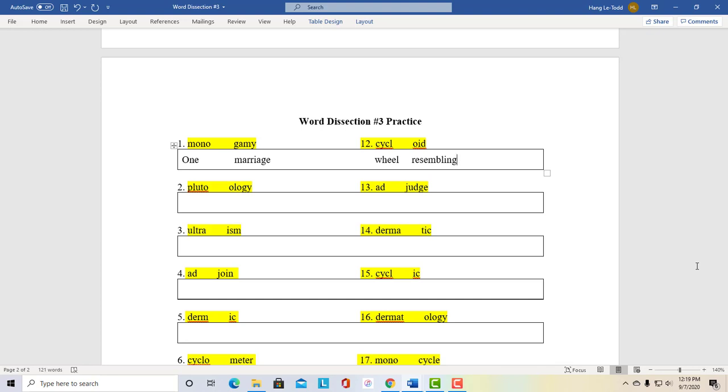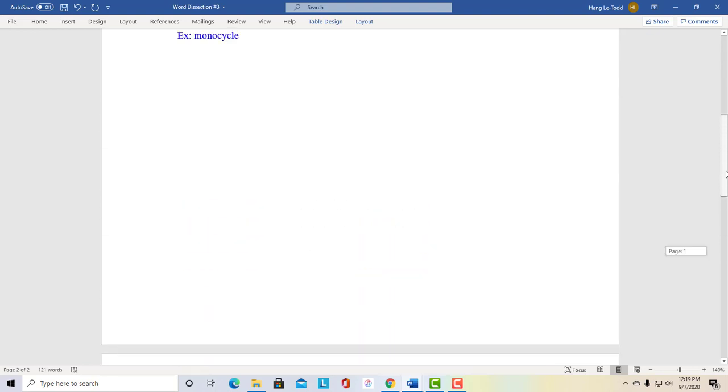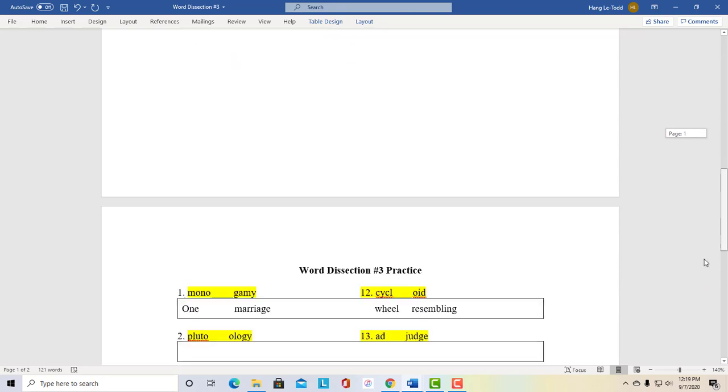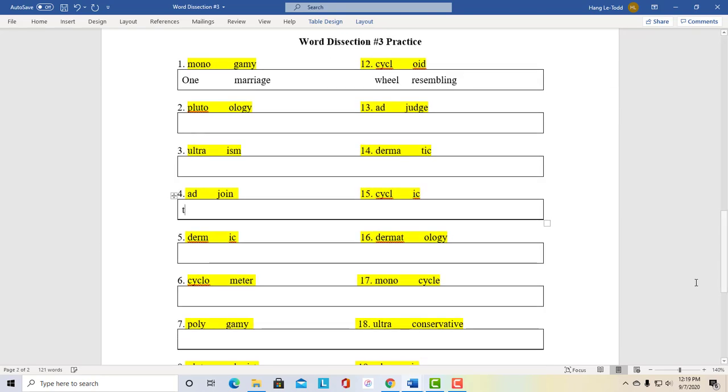Okay, and then I'm going to do one more with you. I'll skip down to number 4. First word part is add, AD. Looking up here, I see number 4 here. Add means to, toward, or against. I would just pick to. And then space on over to join.